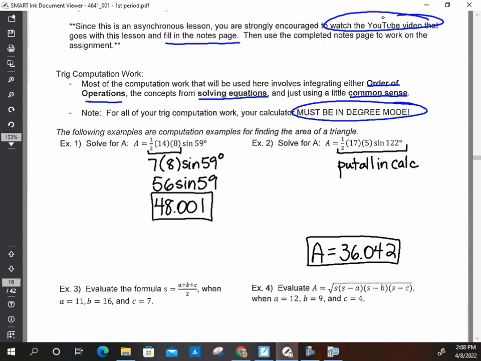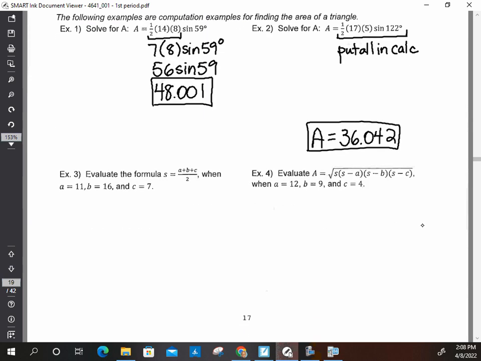So moving on to examples 3 and 4. So 3 and 4, again, you're evaluating an expression. So evaluate the formula S equals A plus B plus C divided by 2 when A equals 11, B equals 16, and C equals 7. So if we're evaluating, then take numbers, plug them in. So S equals 11 plus 16 plus 7 divided by 2.